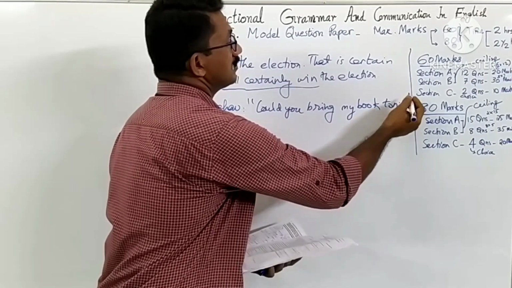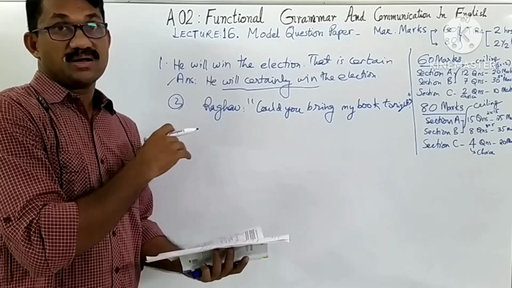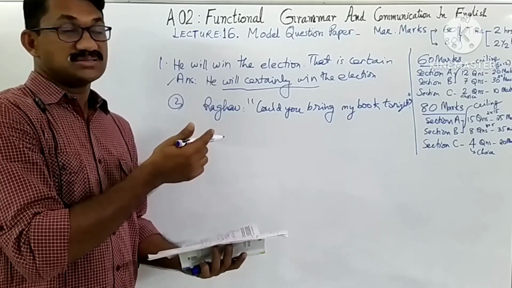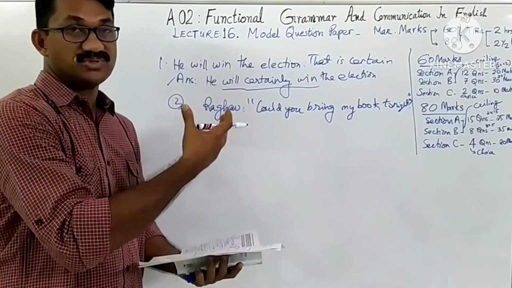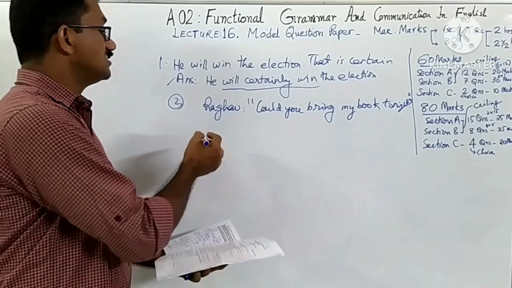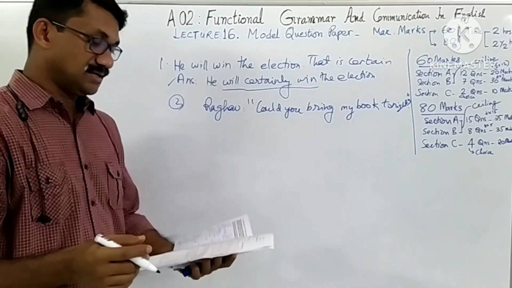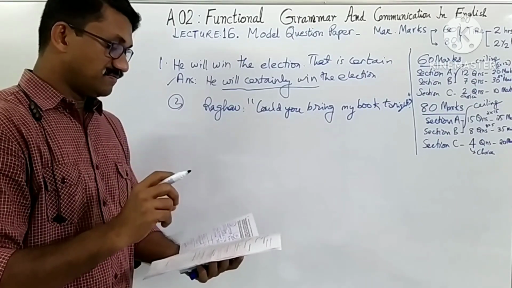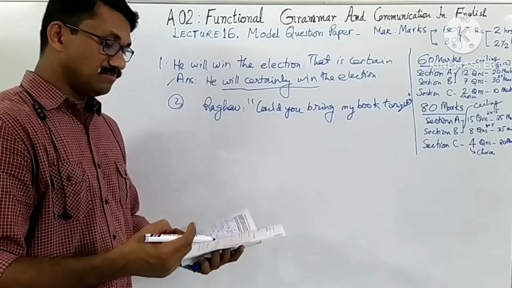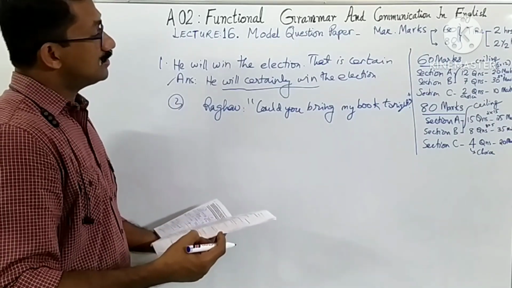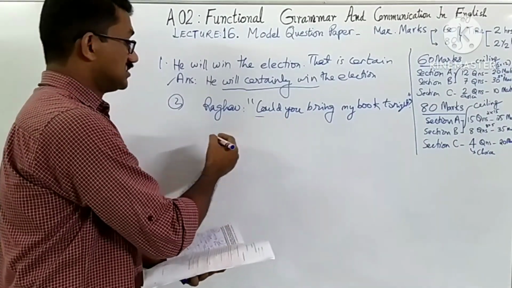Okay, question. All right. This is direct speech. Direct speech is also known as reported speech. Okay, so now from direct speech you have to change it into indirect speech. Direct speech, indirect speech, reported speech. Okay, so Raghav, could you bring my book tonight? Okay, so Raghav requested me if I could bring him his book that night. This is 'could you', it's a request.